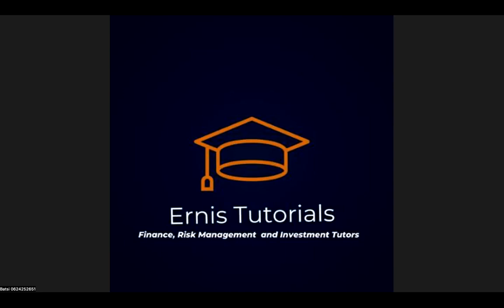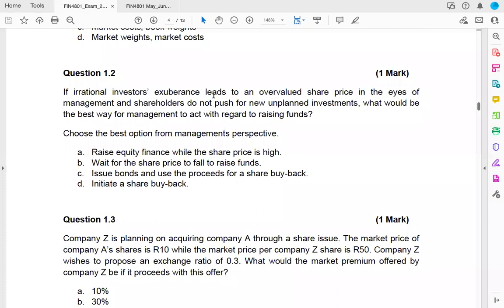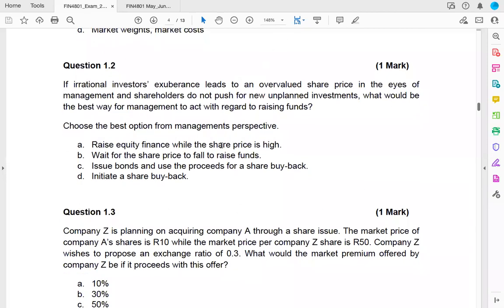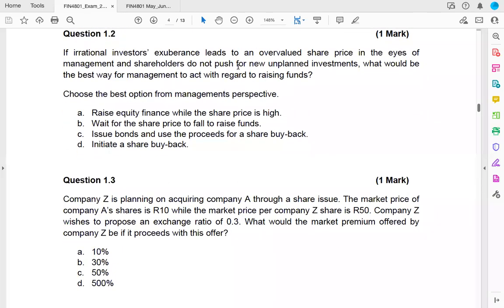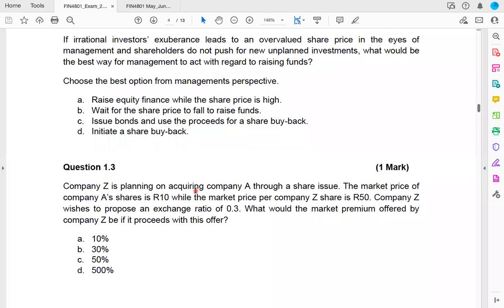And then let's move on to the next question. I'm also just giving you some background as to everything we're covering here. The next question says, Company Z is planning on acquiring Company A through a share issue. The market price of Company A's shares is 10 Rand, while the market price for Company Z shares is 50 Rand. Company Z wishes to propose an exchange ratio of 0.3. What would the market premium offered by Company Z be if it proceeds with this offer?